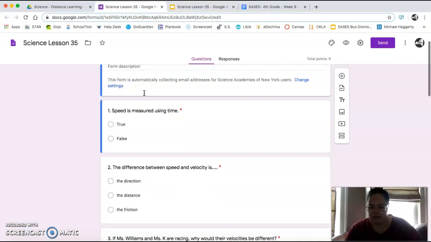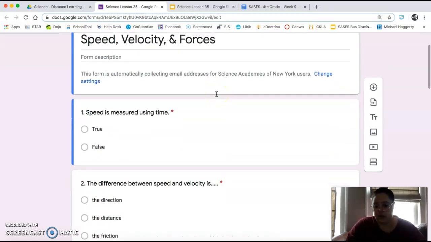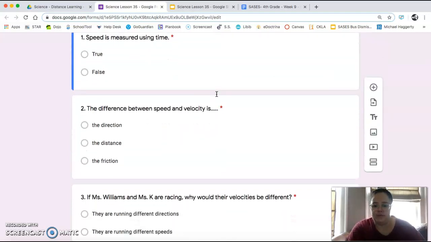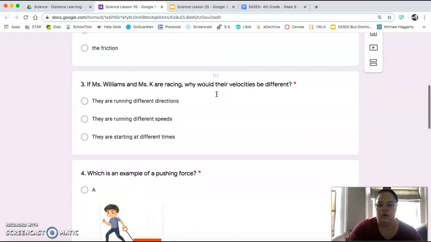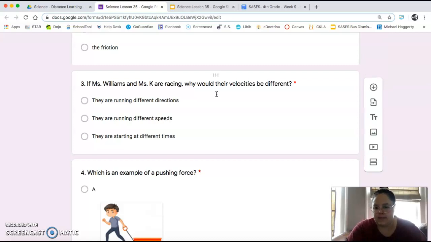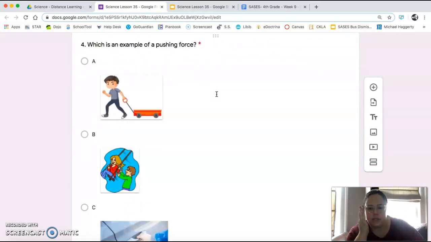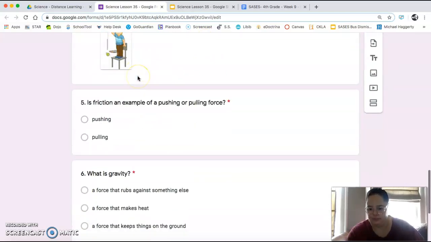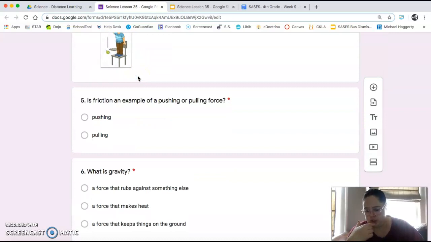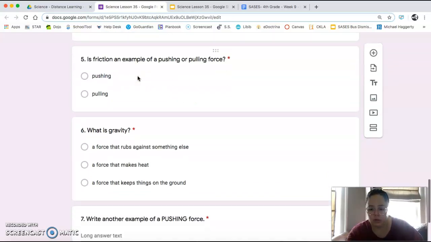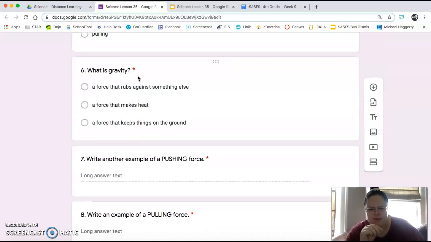So lesson 35, let's read our questions real quick and then I'll let you get started. Number 1, speed is measured using time, true or false? 2, the difference between speed and velocity is it the direction, the distance, or the friction? 3, if Miss Williams and Miss K are racing, why would their velocities be different? So think about that race slide. Number 4 has pictures. Which is an example of a pushing force? So we're looking for pushing. Number 5, is friction an example of pushing or pulling? And number 6, what is gravity?